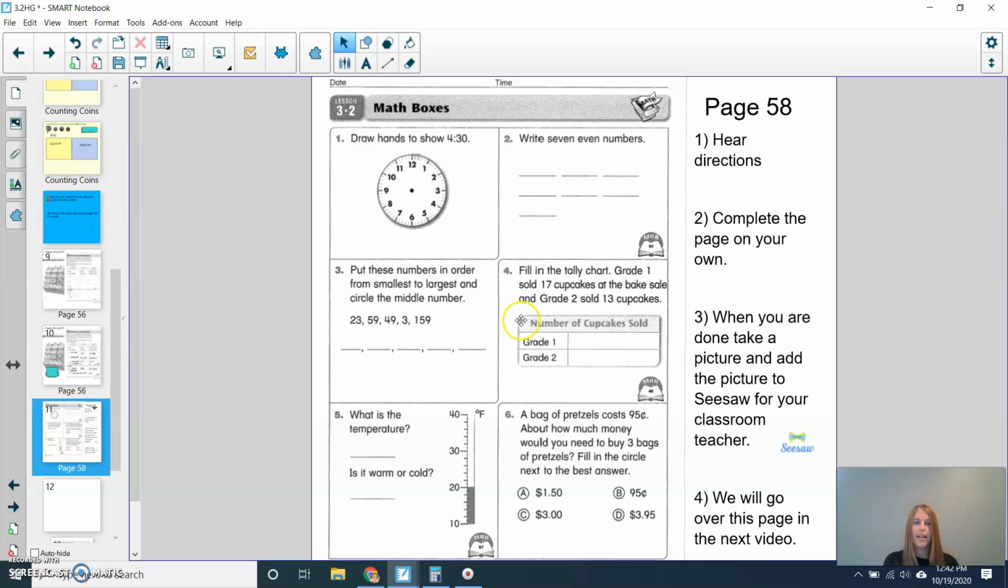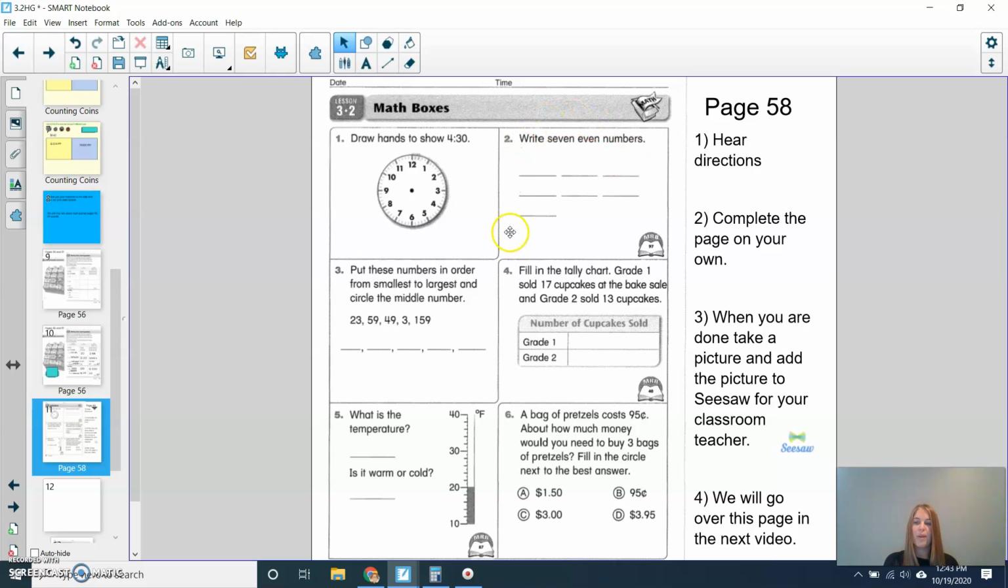The last thing that we'll talk about today is math boxes. So I'm going to ask that you complete this page on your own. When you're all done, if you can take a picture and add that picture to Seesaw for your classroom teacher, and we will go over this page in our next video. So for question number 1, draw the hands to show 430. For question 2, write 7 even numbers.